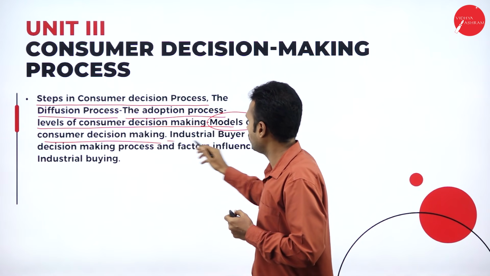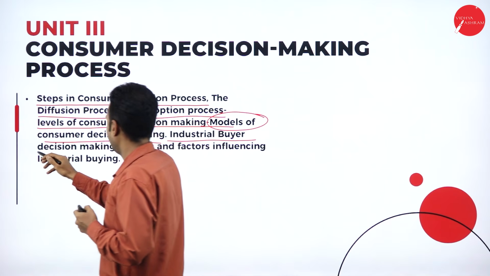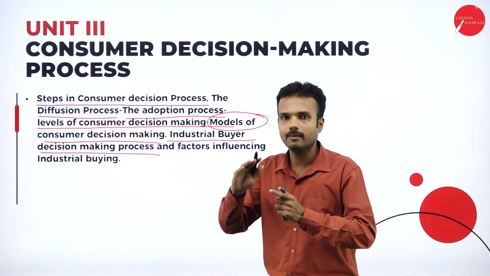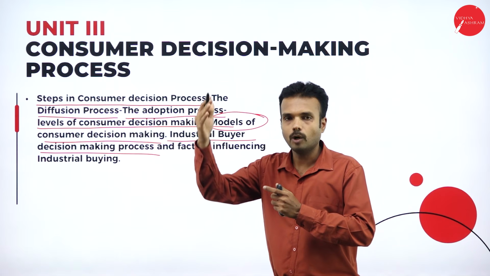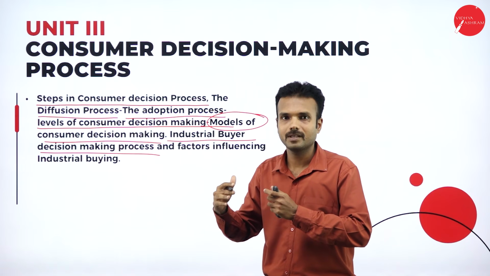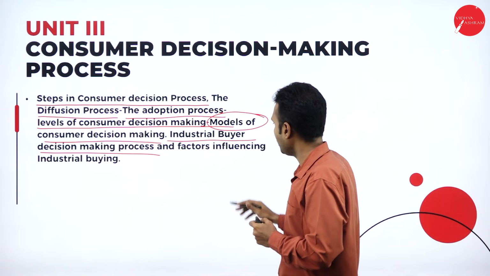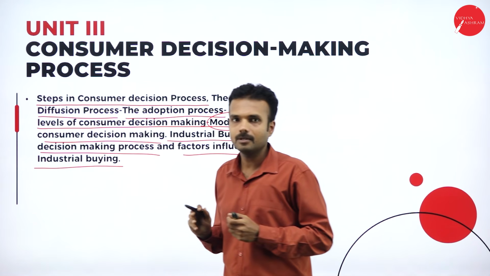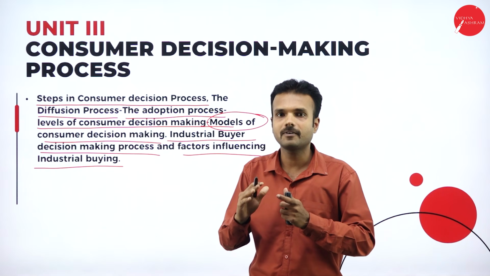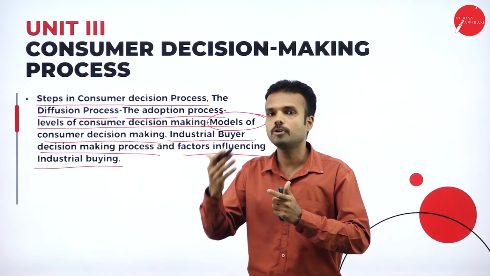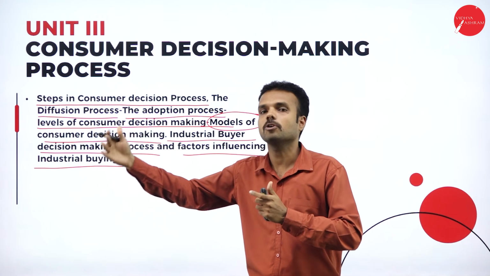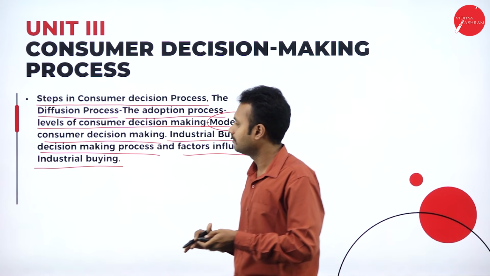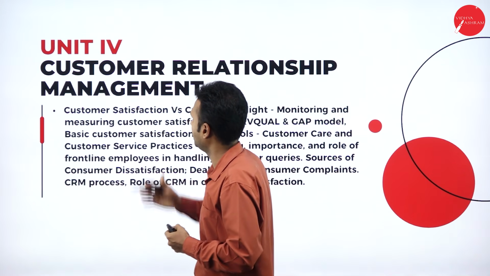Followed by industrial behavior decision making process. How exactly the industries, while making the purchase decision, what is the protocol they are going to follow being an industry. Followed by factors influencing industrial buying. Which are all the factors which influence the industrial buyers to buy the product, that is raw material, from outside the organization. So this is the topic which needs to be covered in unit 3.